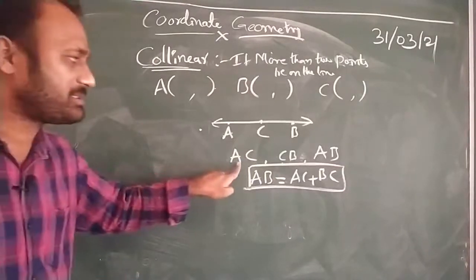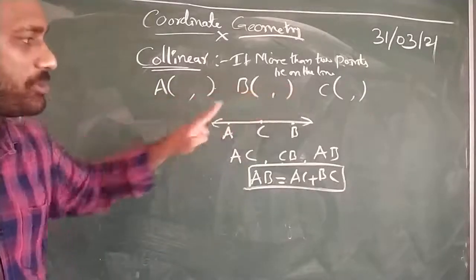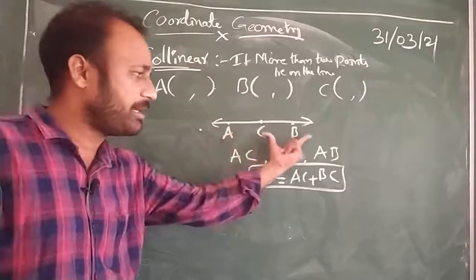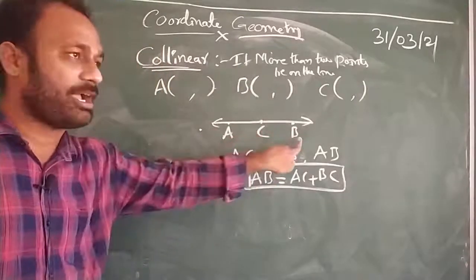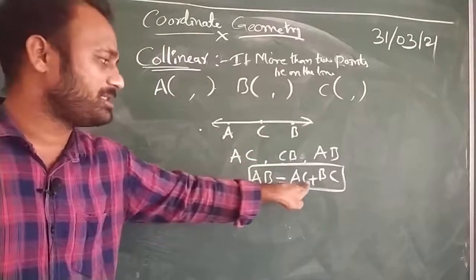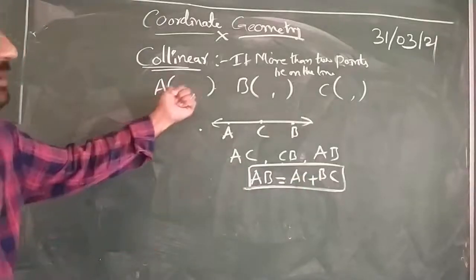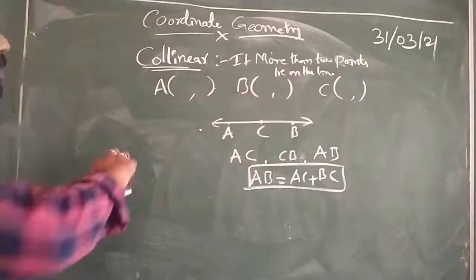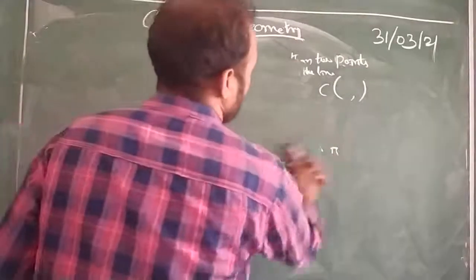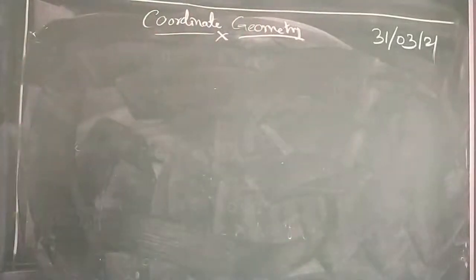We have to use only the distance between 2 points formula. So he will be giving 3 points in the question. First we need to find out the distance between AC and BC and lastly AB. After finding the 3 distances, AB must be equal to AC plus BC. If that happens, then I can say that the given points are collinear points. Now, let us see the next concept.